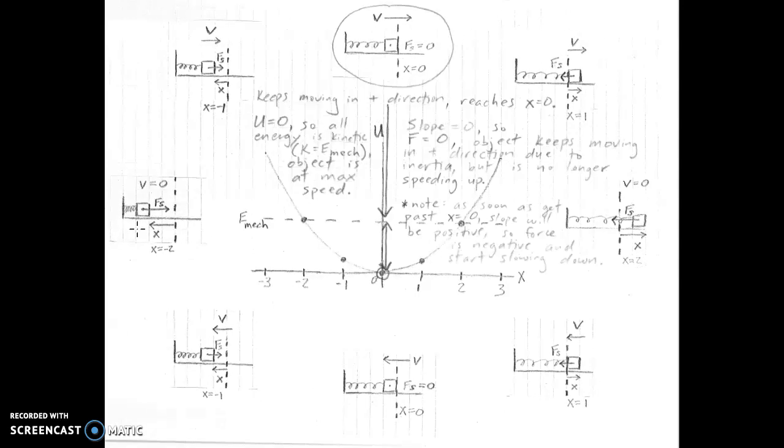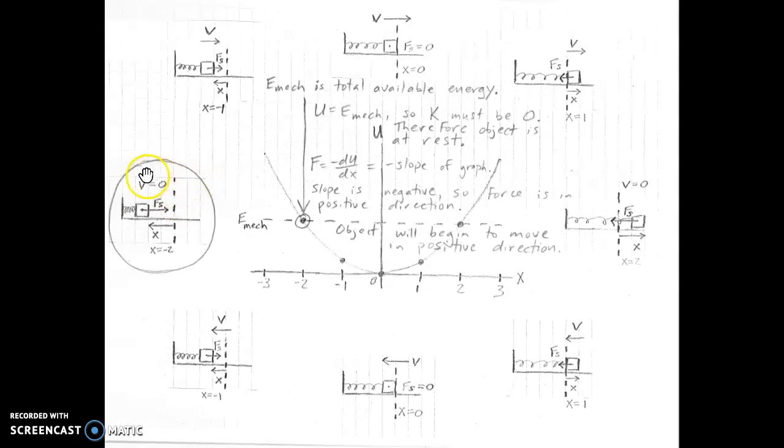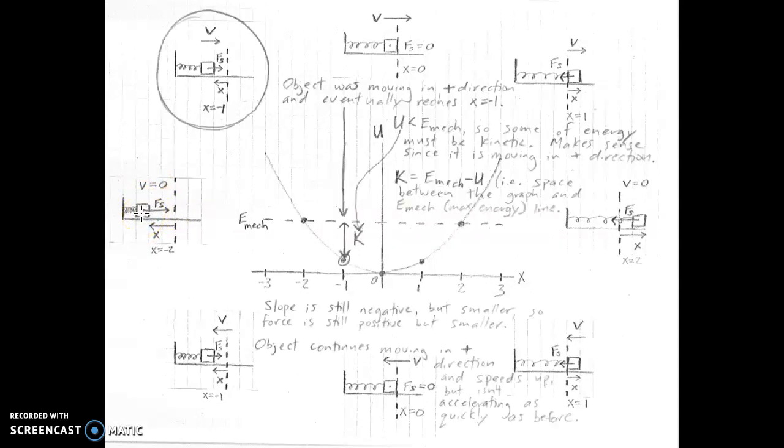Let's think about it in terms of energy. So in terms of energy, we start at rest, and the spring is compressed. And so it has a bunch of elastic or spring potential energy. And since it has a bunch of potential energy and it's pushing the object to the right, the object is going to start to move to the right.